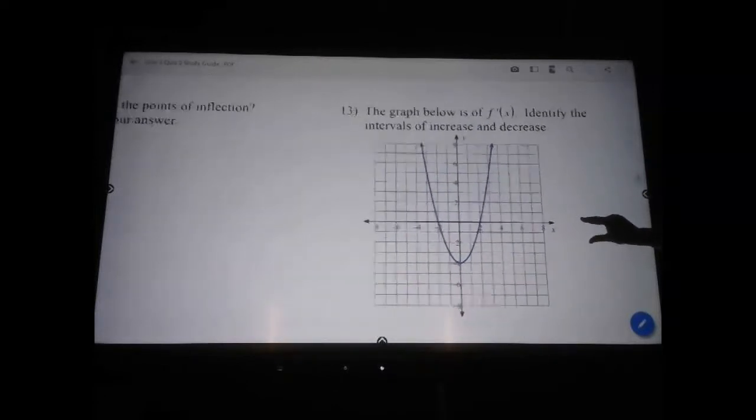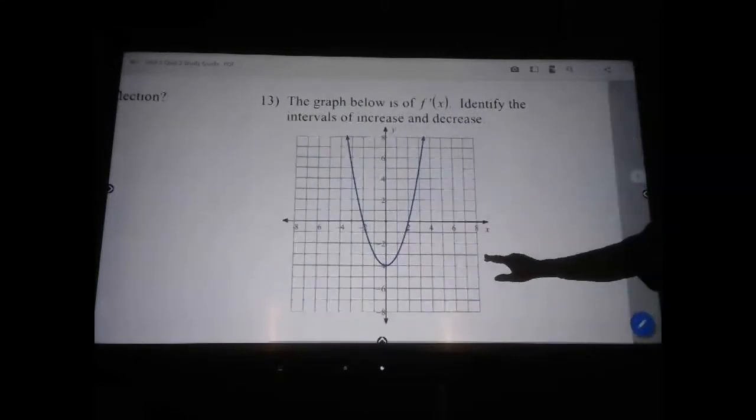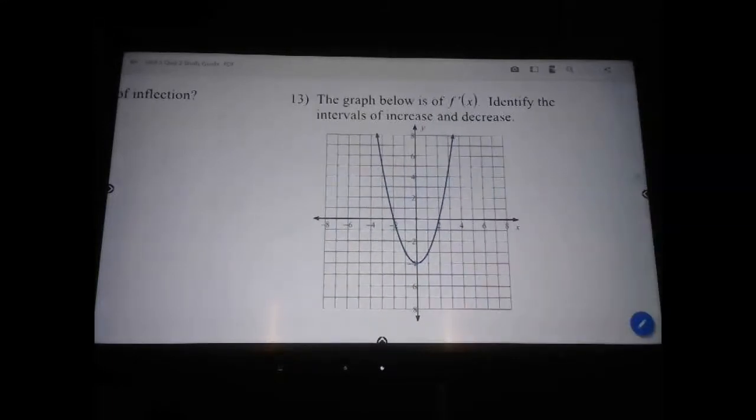But let's go ahead and take a look at number 13. It says the graph below is of f prime. Identify the intervals of increase and decrease.